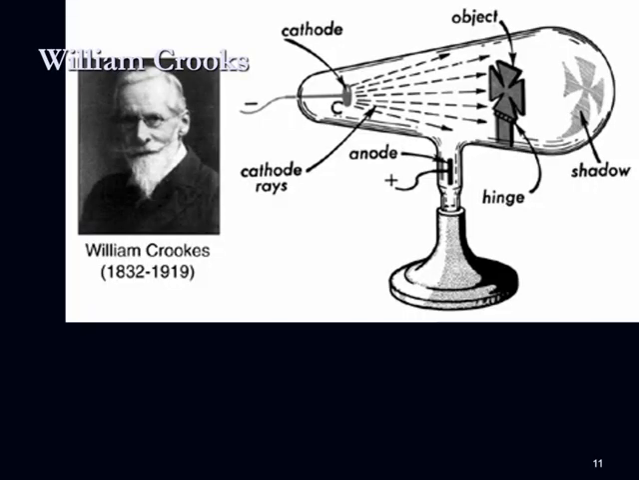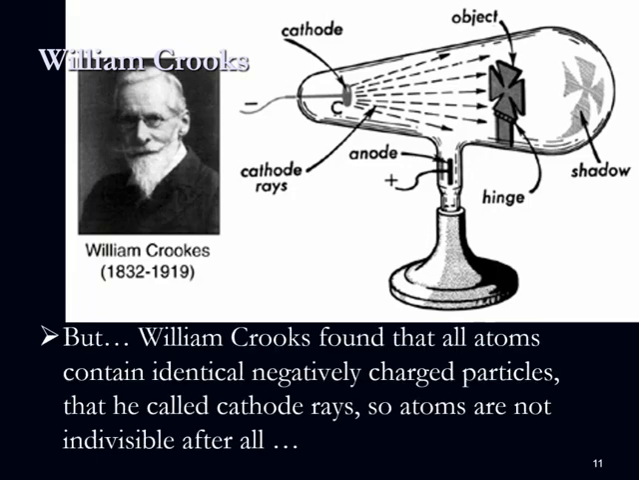William Crookes challenged the idea that they were indivisible. He used what we call a cathode ray tube, and he was able to bombard atoms with energy and knock off particles. And he called those cathode rays, and we now know those cathode rays to actually be electrons. And so what he figured out was that it isn't true that the atom is indivisible or unbreakable.